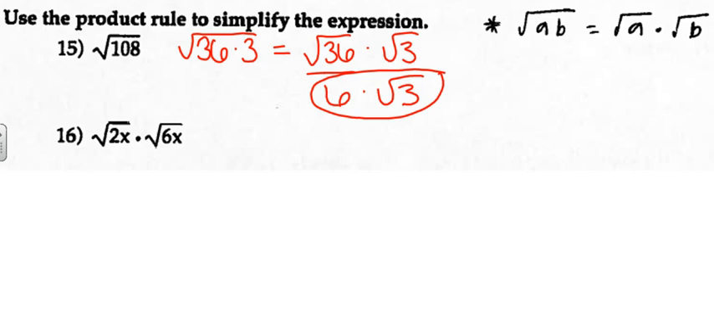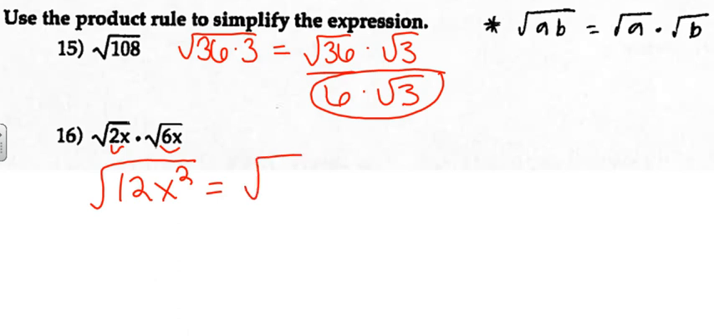For number 16, we're going to use the product rule again, and we know that we can combine these two terms using that. So we take the 2x times the 6x, and we get 12x squared, and that's all still underneath the radical sign. But now we know that we can simplify this a little bit more, and so we're going to change this into two separate parts that can be simplified.